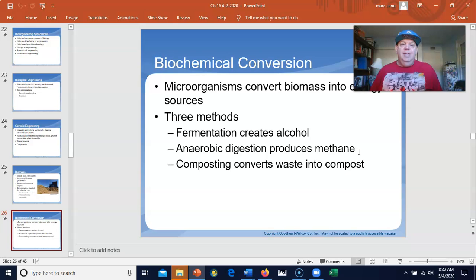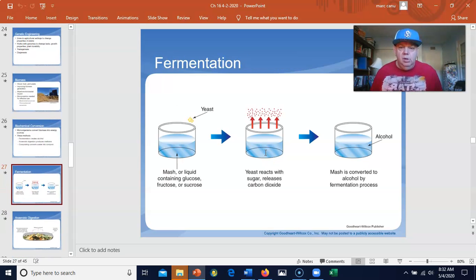Well, yeah, we kind of do some of that ourselves. Anaerobic. Aerobic meaning you need oxygen and anaerobic meaning not. So when we look at anaerobic digestion, producing methane, it really means you make CH3, okay, and you don't need oxygen in order to do that. Okay. Now, there's another one called composting. With composting, you can convert waste into compost. Okay. So when we look at fermentation, it could be different things like mash or liquid containing glucose, fructose, or sucrose.